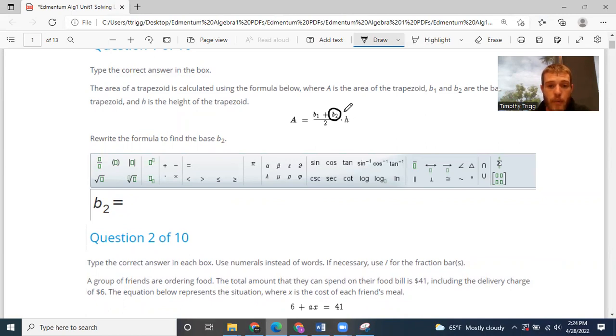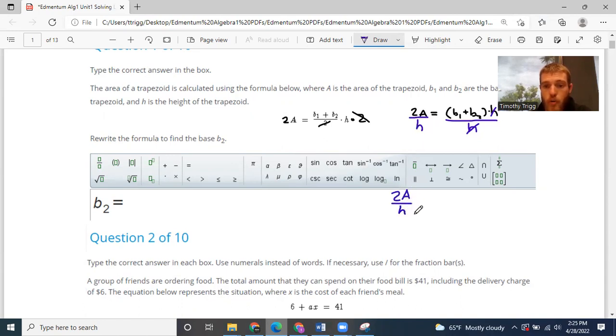Well, the first thing I would do is multiply both sides of this equation by 2. So I'm going to multiply this side by 2 to cancel out this denominator. That means I need to multiply this side by 2 as well. So that gives us 2a equals, and I'm going to put parentheses here, b sub 1 plus b sub 2 times h. Notice the h is multiplied by this parentheses here. So in order to cancel it, we're going to divide both sides by h. Dividing both sides by h here cancels this factor, giving us 2a over h.